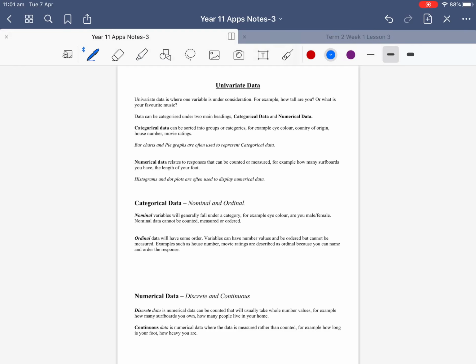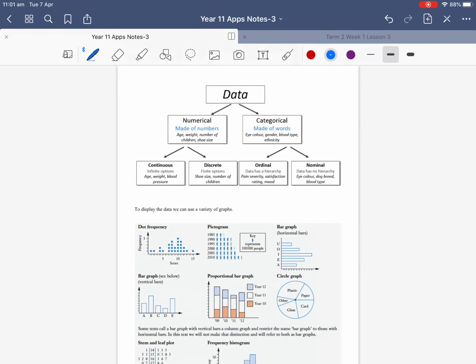How many people in your family is a discrete variable, whereas how tall are the members in your family is a type of continuous. Okay, if I go over to the second page here, there's a really lovely little flow chart here that just helps you make a decision on what type of data it is.